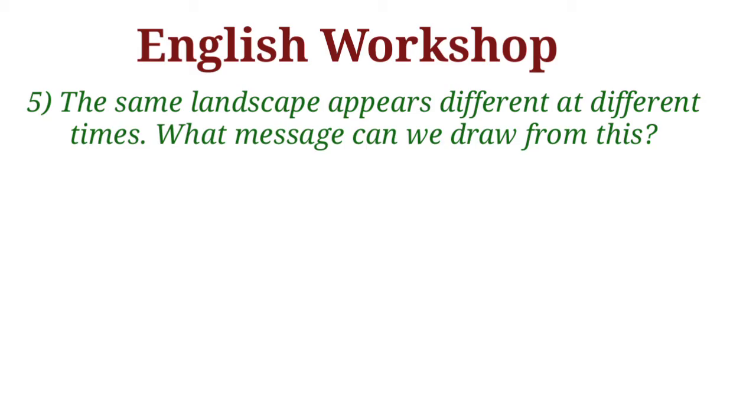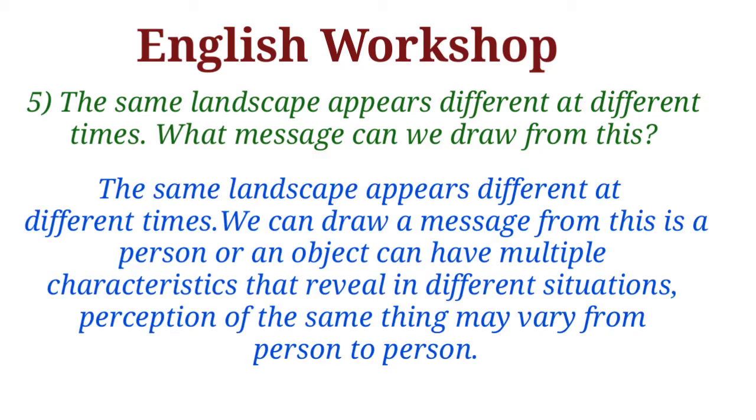Fifth question. The same landscape appears different at different times. What message can we draw from this? The same landscape appears different at different times. The message we can draw from this is that a person or an object can have multiple characteristics that are revealed in different situations. Perception of the same thing may vary from person to person.